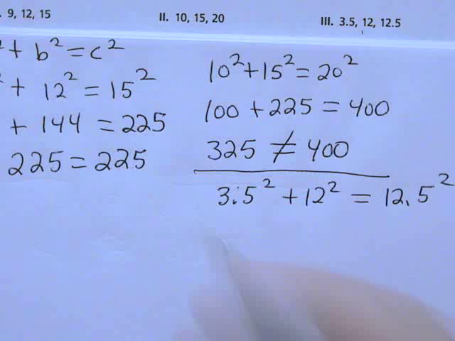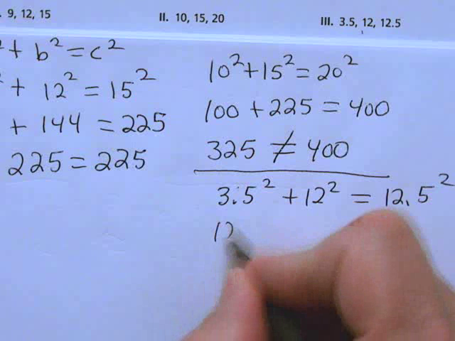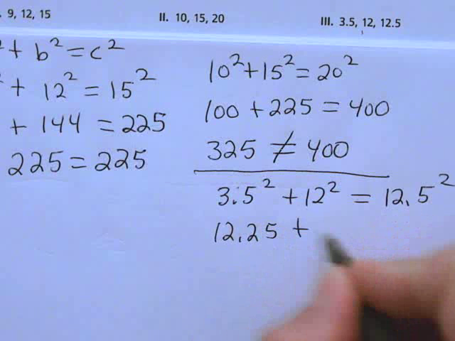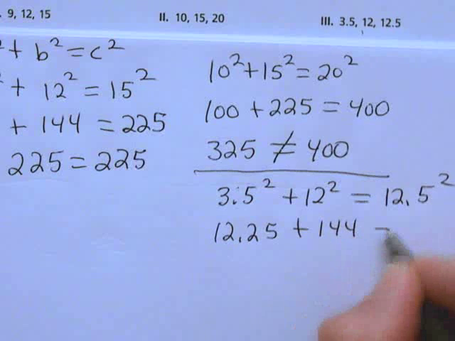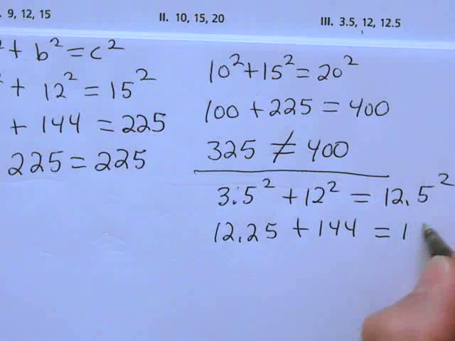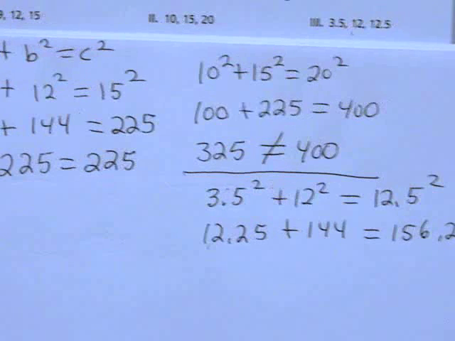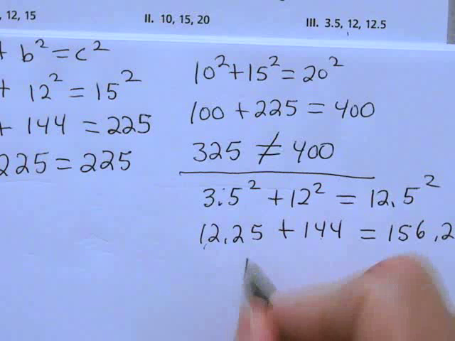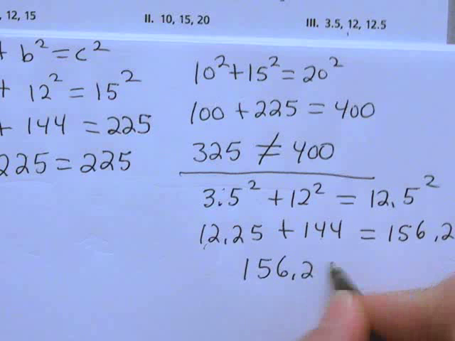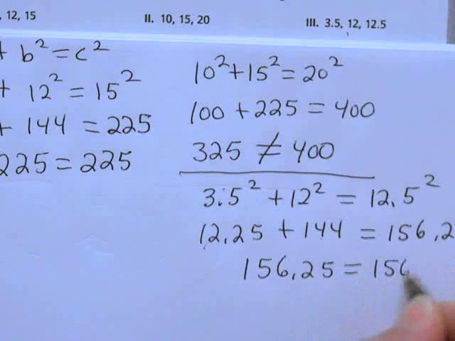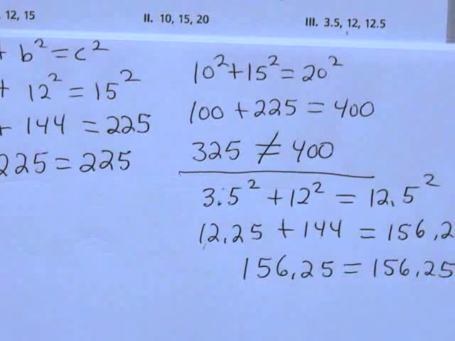Well, 3.5 squared is 12.25. 12 squared is 144. And 12.5 squared is 156.25. And if I add these two together, pardon me, I'm going to slide this over, I can see that this is in fact 156.25. It does equal 156.25, and I can conclude that a triangle with the lengths 3.5, 12, and 12.5 is in fact a right triangle.